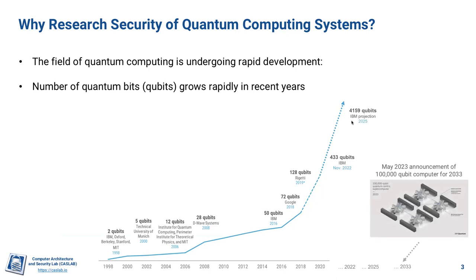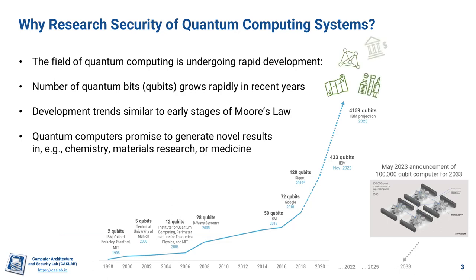And just before the summer, they announced that in 10 years, they want to have a 100,000 qubit quantum-centric supercomputer. So there's a lot of development in quantum computing, and maybe in some ways it's similar to Moore's law in the very beginning, with the rapid increase in available resources. These quantum computers promise to allow us to generate novel results in, for example, chemistry or material science. So the end goal is that you can run algorithms on these quantum computers and find novel solutions. But now the question is, how do we make those machines secure?